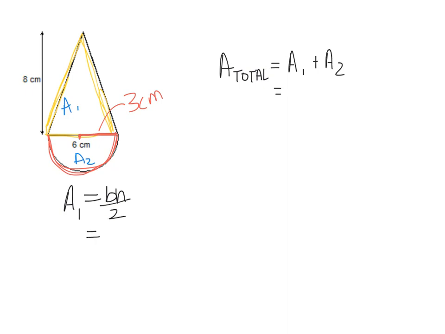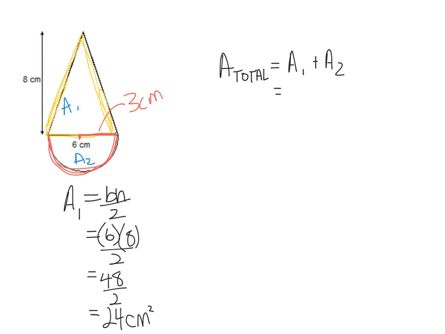The base is 6. You can see the base here. Base is 6. And the height, which can be seen over here, is 8. So 6 times 8 divided by 2. 6 times 8 equals 48. Divided by 2 gives me 24 centimeters squared. And I've solved area 1.